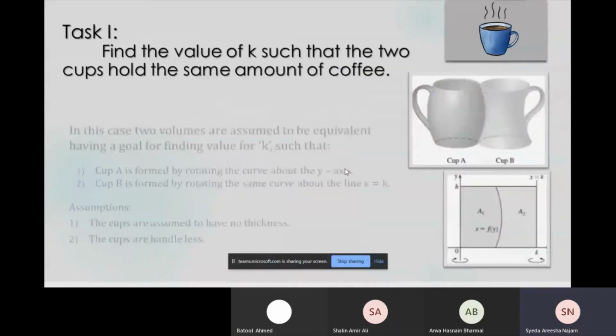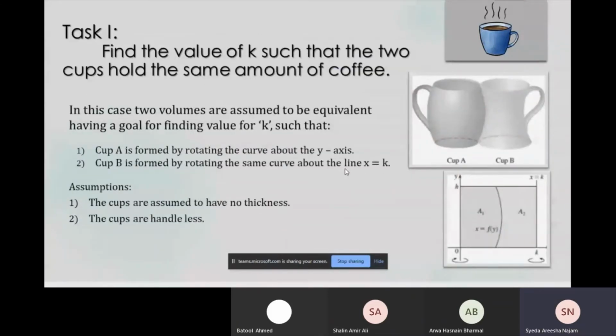Moving forward to our task. In task one, we are supposed to find the value of k such that the two cups hold the same amount of coffee. In this case, our assumption is that the volumes of the two cups are equal, and the goal is to find the value of k such that cup A is formed by rotating the parabola around the y-axis, and cup B is formed by rotating the same curve about the line x equals k.